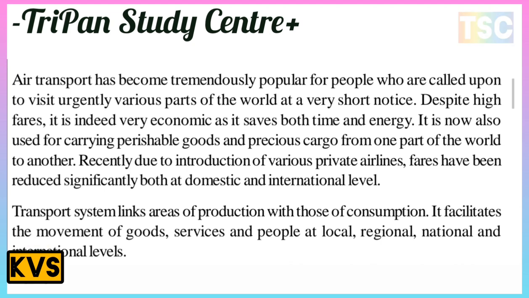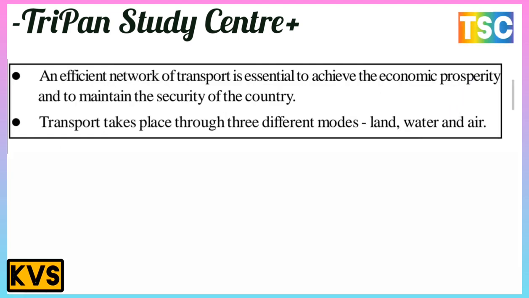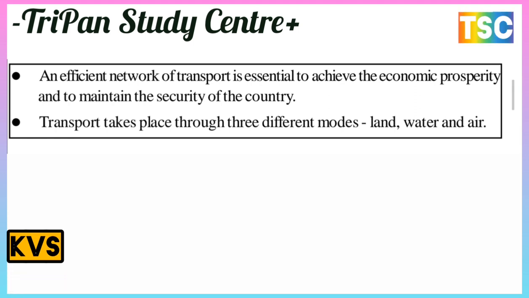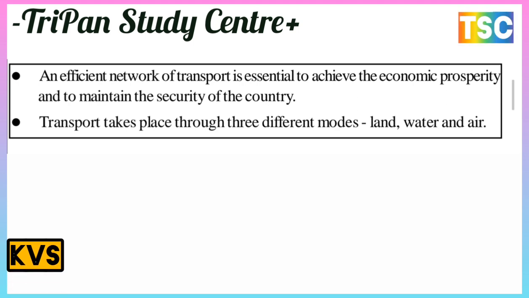Transport systems link areas of production with those of consumption. It facilitates the movement of goods, services and people at local, regional, national and international levels also. The important fact here is that an efficient network of transport is necessary not only to achieve economic growth but also for the maintenance of security of the country. And second, transport takes place through three different modes: land, water, and air.